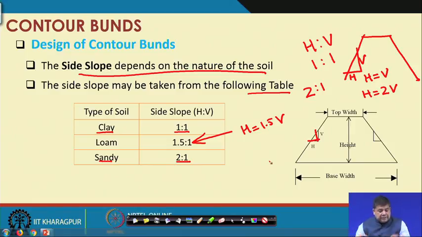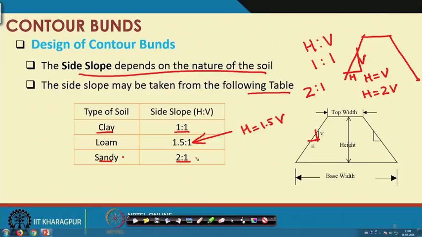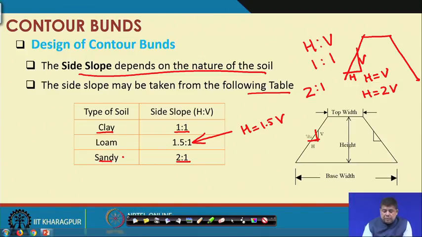So, if it is a sandy soil, then we have to have a very flat slope, and in that case the base width will be larger. If it is clay, then we can go for a steep slope and then the base width will be much smaller.